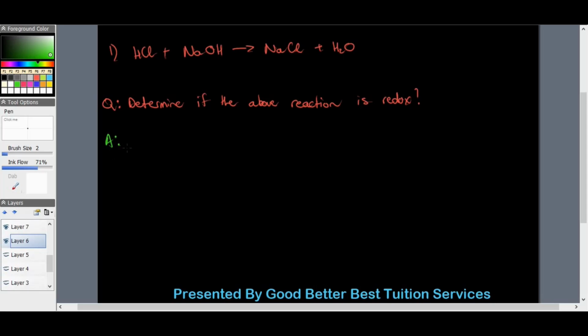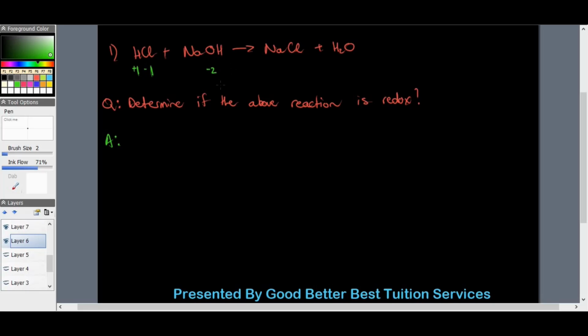Well, first we're going to need to determine and establish what the oxidation numbers are in each of the following elements. So we know for hydrochloric acid, hydrogen is always positive, halogen is negative. So we've got minus 1 for chlorine, positive 1 for hydrogen. Sodium is also positive 1, in the same group as hydrogen, but I'm not going to start there. I'm going to start with oxygen, because oxygen is always minus 2.